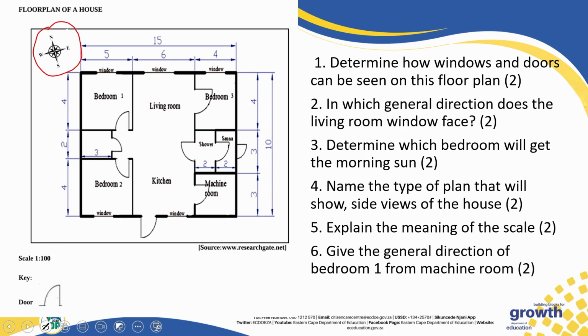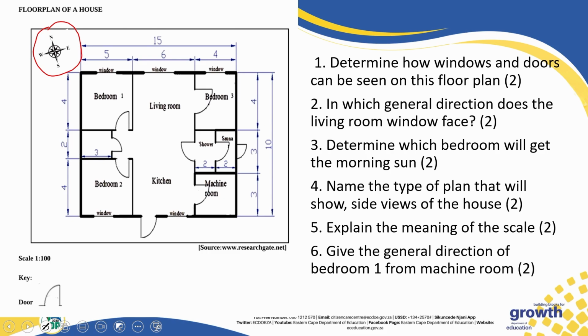So when we have this plan, remember it's two-dimensional. It has a length and the width. Now let's quickly go on to the questions which can be asked there. Determine how many windows and doors can be seen on this floor plan. They can be seen using these symbols. This is the symbol for the door, and the window is shown by a line like that, right?